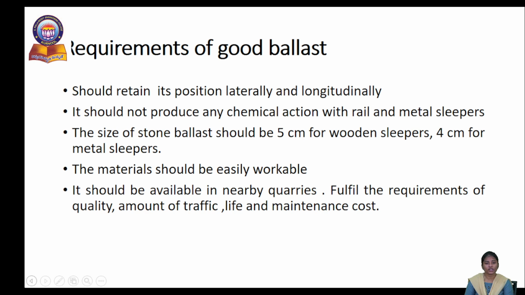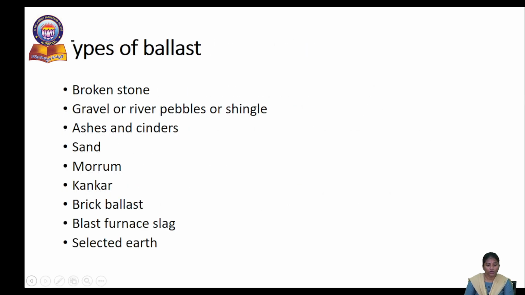The size of the stone ballast used in the railway track must be 5 centimeters if you use wooden sleepers, and 4 centimeters when you use metal sleepers. The material should be easily workable, and it should be available in nearby quarries in order to reduce the cost of construction of the railway track. There are different types of ballast material available.